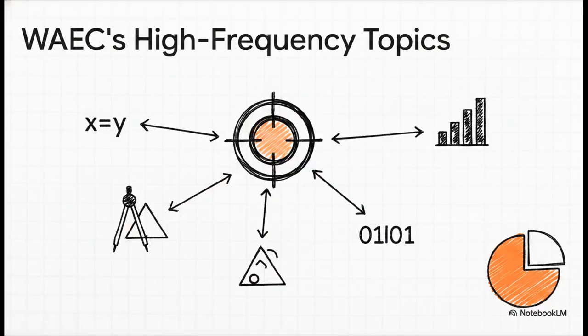So what are they? Well, the high-frequency topics are things like algebraic processes, geometry, trigonometry, statistics, and areas like number bases and logarithms. Now, here's what's so cool about this. If you can get a really solid grip on these core areas, you've pretty much covered over 60% of the questions you're likely to see. It's the ultimate study hack for WAEC Maths.